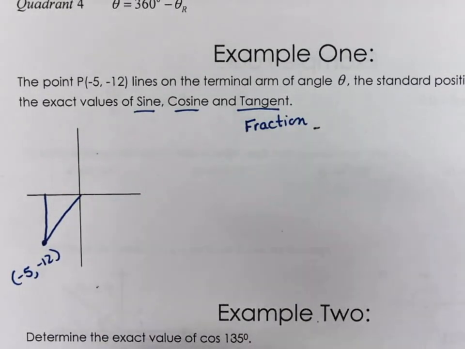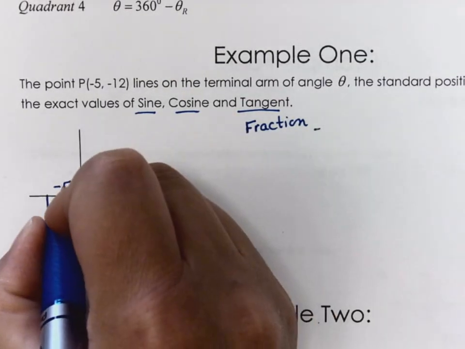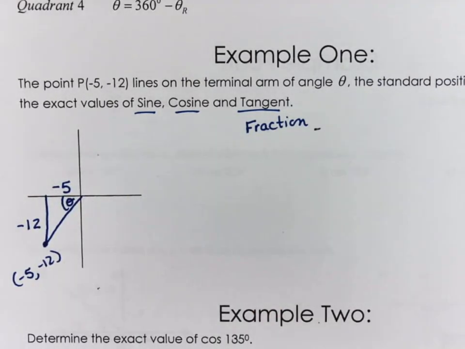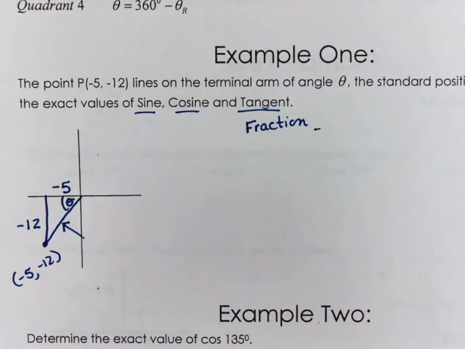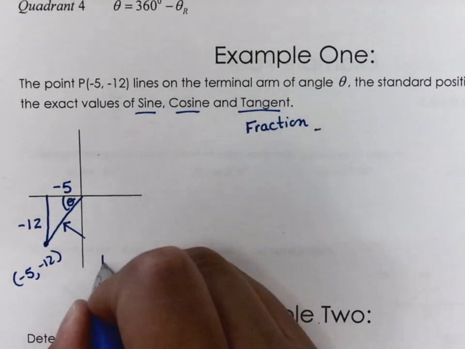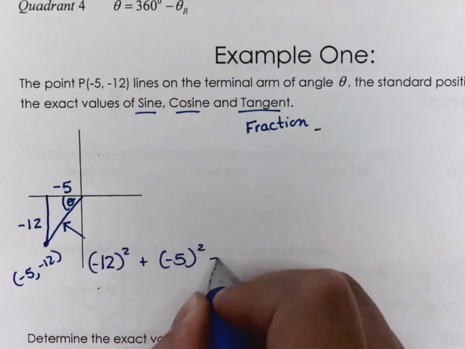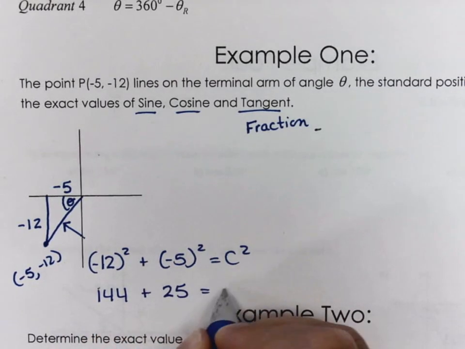My reference angle will always be against the x-axis. We know that the base of this triangle will be -5. We know the height of the triangle will be -12. What do we need if we're going to find the exact values of sine, cosine, and tangent? Sine and cosine need the hypotenuse. So we need to solve for the hypotenuse using the Pythagorean theorem. We know the hypotenuse will always be positive because we're going to square some stuff. So we're going to have (-12) squared plus (-5) squared equals c squared. So 144 plus 25 equals c squared.